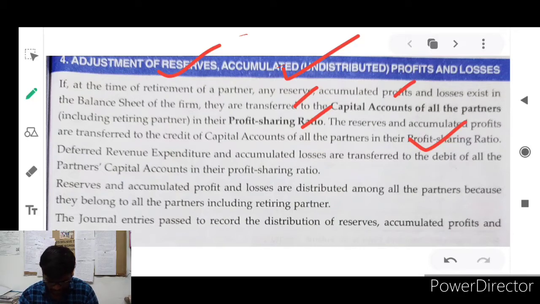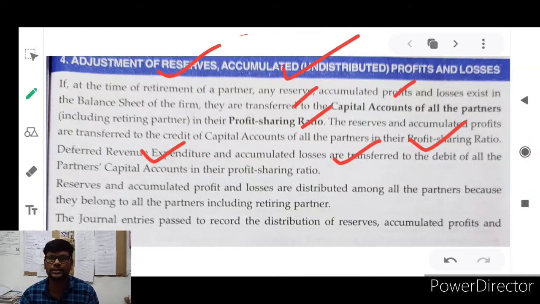Deferred revenue expenditure, like advertisement, and accumulated losses are transferred to the debit of all the partners' capital accounts as per their existing profit and loss sharing ratio. Look at this. If it is loss, accumulated loss should be transferred to the partners' capital account debit side. At the same time, deferred revenue expenditure, called preliminary expenses, or advertisement, big expenses. It is not a revenue expenditure. At the same time, it is not a capital expenditure. Deferred revenue expenditure it is, isn't it?